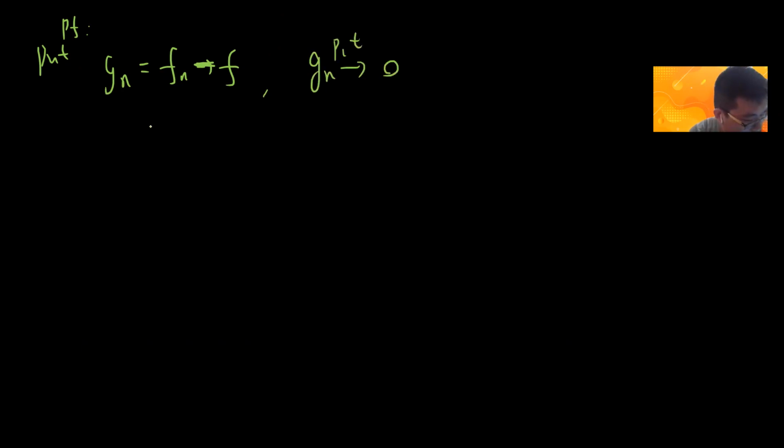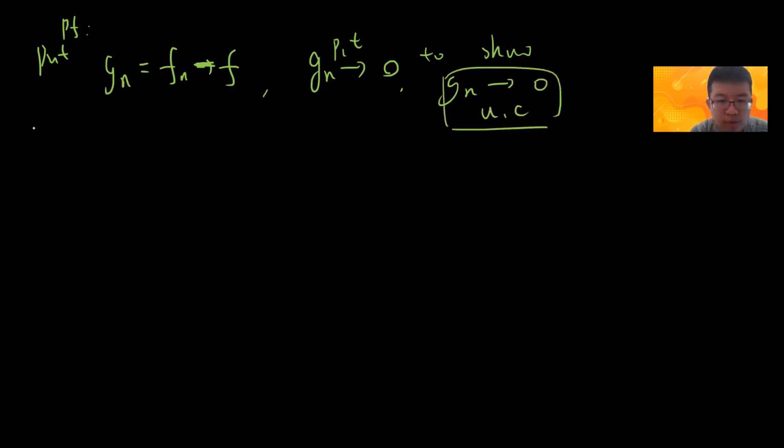Proof. Let's say Gn is Fn minus F. We know that Fn and F are continuous, so Gn is continuous, and I know that Gn converges pointwise to 0. So all we need to do is show that Gn converges to 0 uniformly.